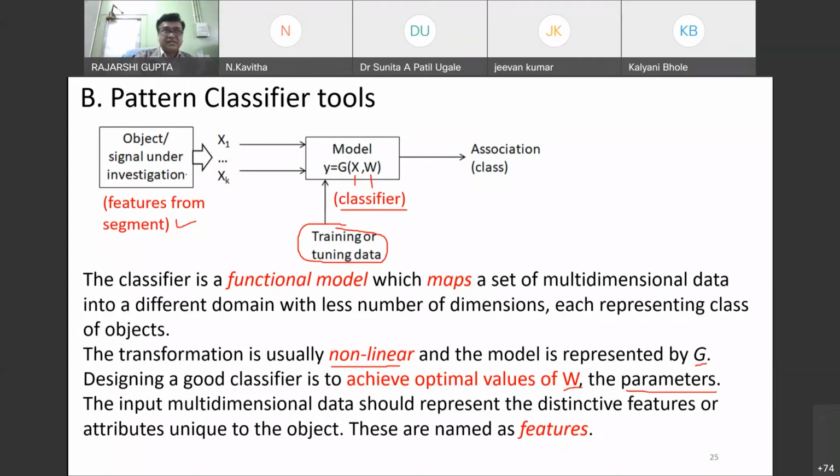As far as signal quality assessment is concerned, the objective is whether my signal, or the segment of the signal, has good quality or bad quality. If our objective is to capture only the good quality, then the target class will be good quality. If our objective is to capture the bad quality, then the target class will be bad quality.